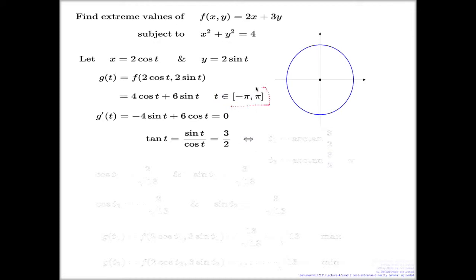Within this interval, this has 2 solutions. It's the first solution, and that's the second solution. These are opposite solutions. They sit on different ends of the diameter. These two solutions, here they are.